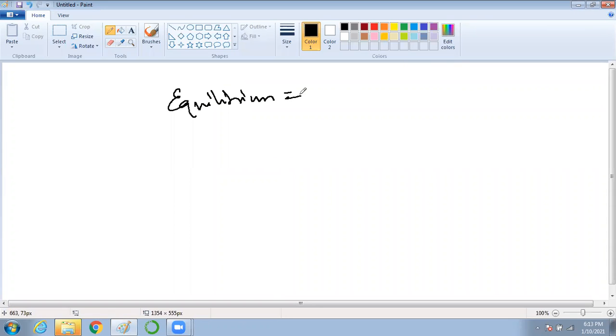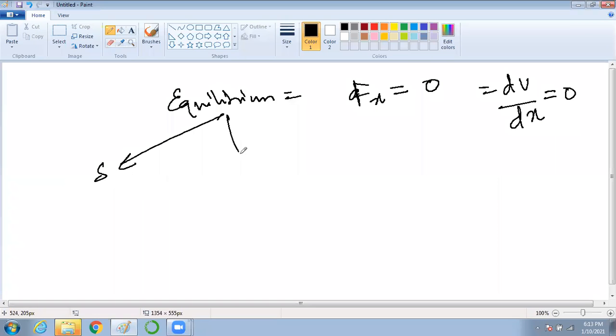Remember, if I say equilibrium, for equilibrium to happen, your F_x should be equal to 0, or your du by dx should be equal to 0. But I said there are 3 types of equilibrium: one is stable, one is unstable, and one is neutral. Then what about this one? If for equilibrium we say this, then how can we define the stable and unstable?